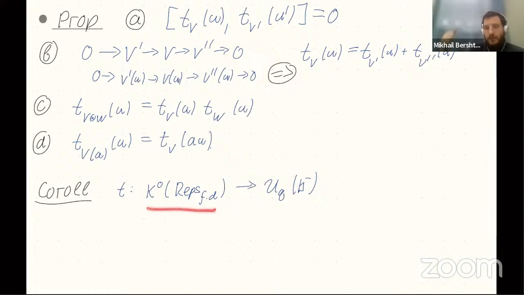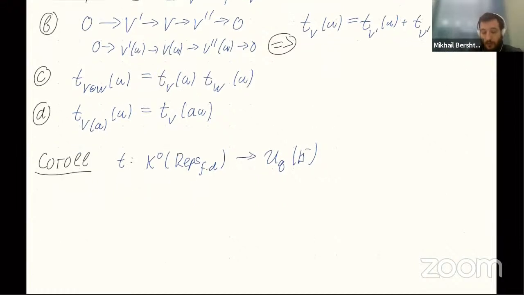So this should somehow resemble your story about Q characters, where for any finite dimensional representation we construct not a function, but something else, something like a character, some element of some commutative ring. This is related to that, and I plan to talk about this later, maybe here. For now, let's put it like this.